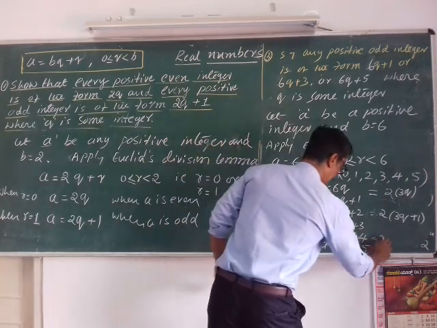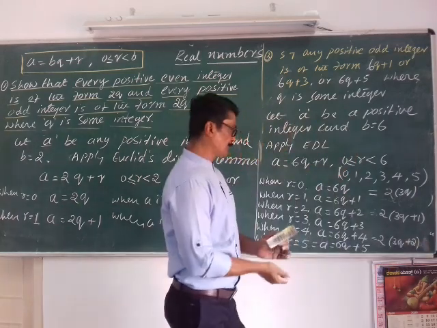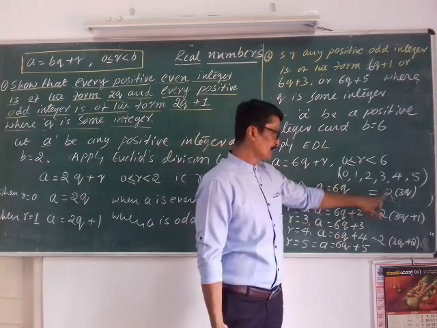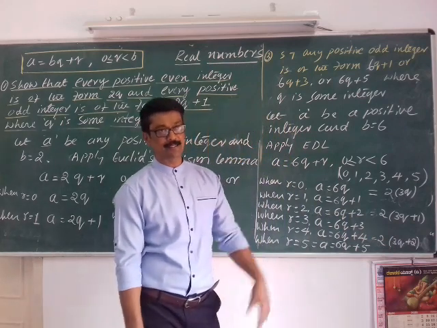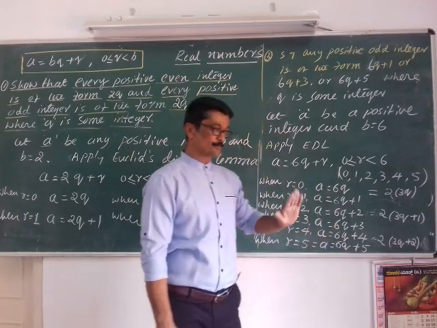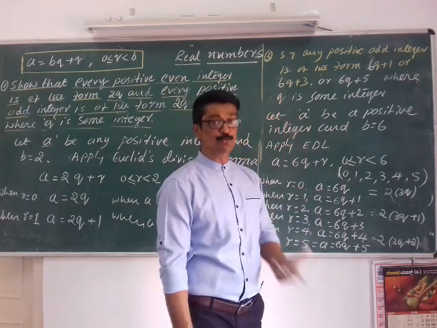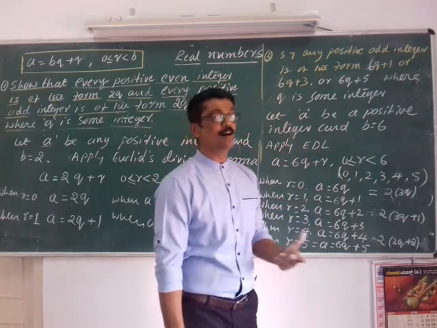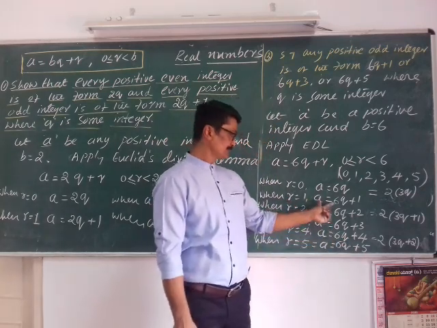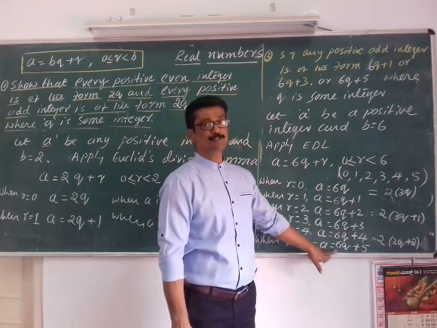Here also you can take 2 as common factor, 3q plus 2. 6q, 6q plus 2, 6q plus 4 are multiples of 2. They can be written as multiples of 2, therefore they are even numbers. What about the remaining numbers? They cannot be written as multiples of 2, and obviously they are odd numbers. So, an odd integer is of the form 6q plus 1, 6q plus 3 or 6q plus 5.